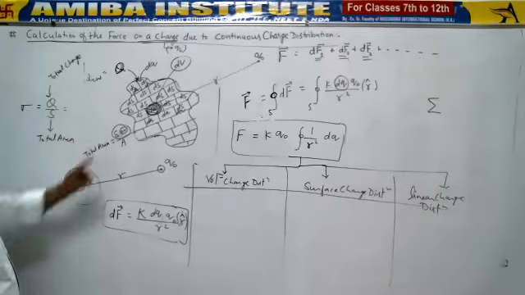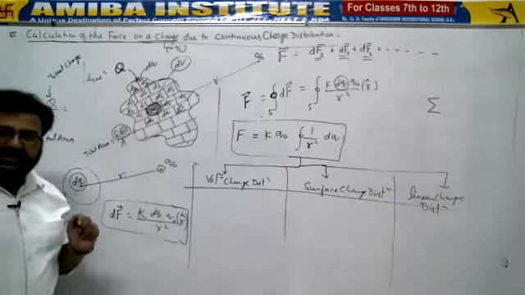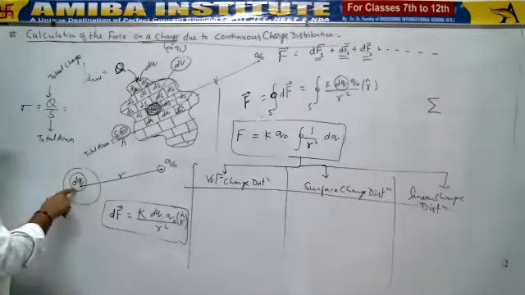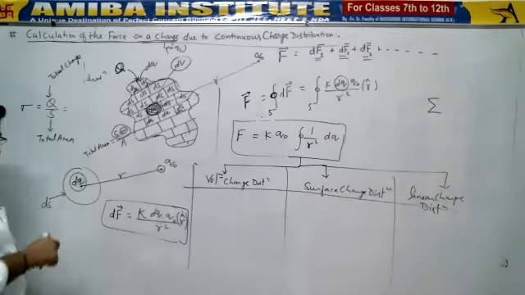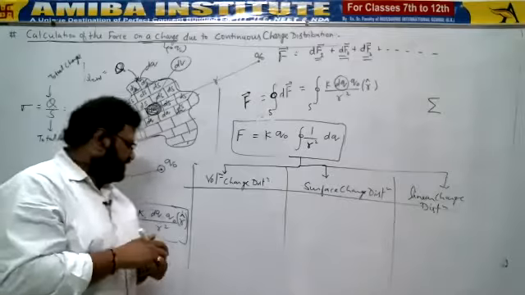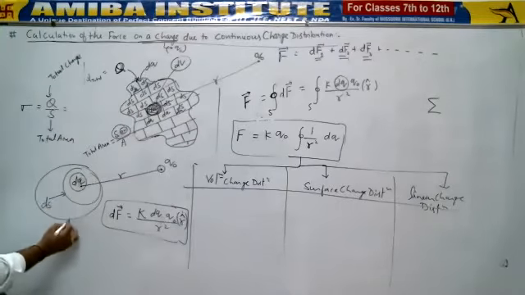Right? Now here if I consider the small elemental portion, dq charge is contained in ds. Can you tell me what the surface charge density should be for this?